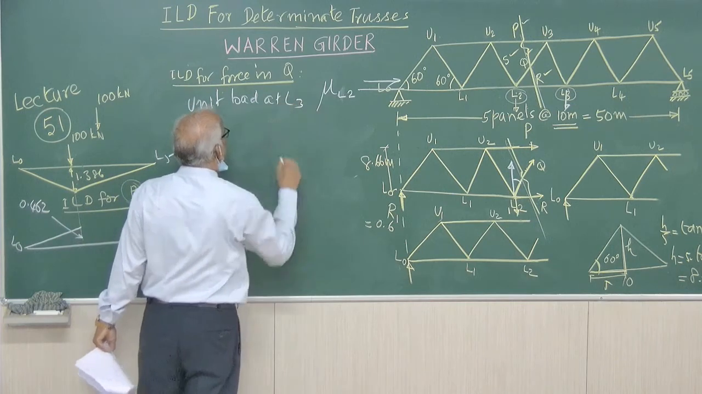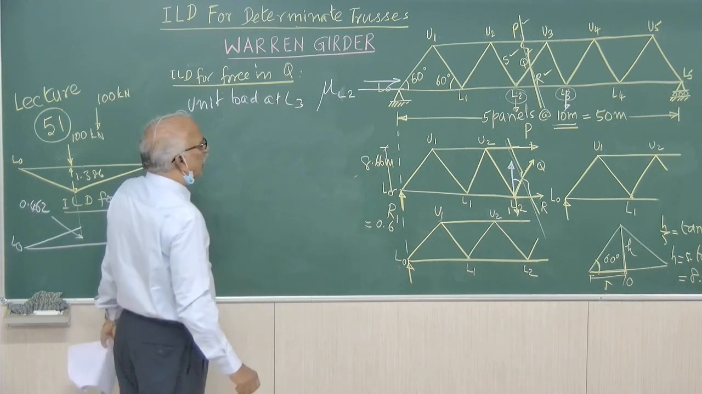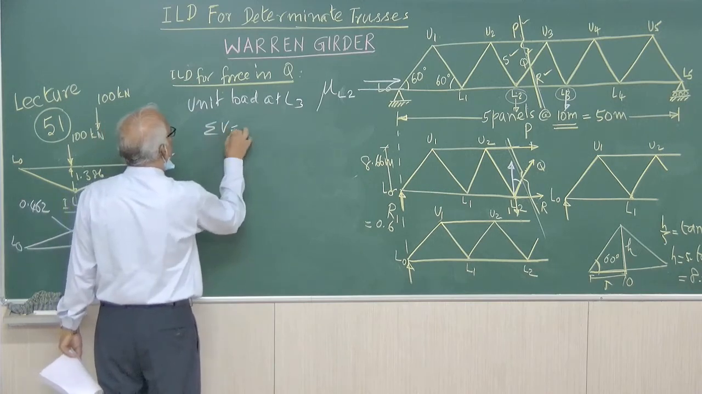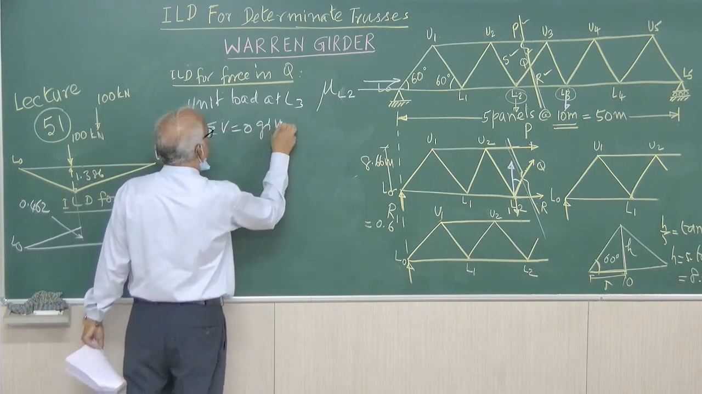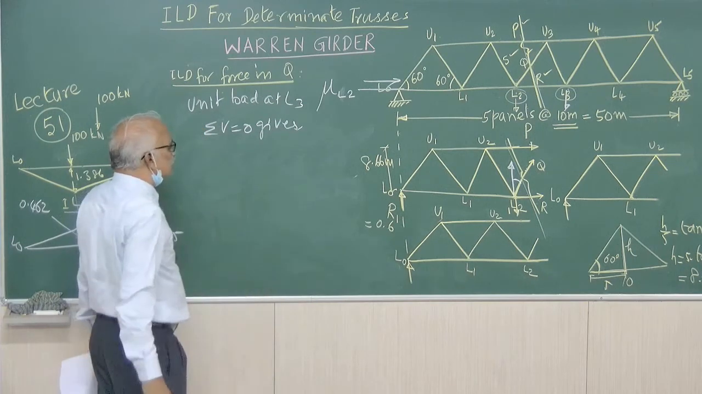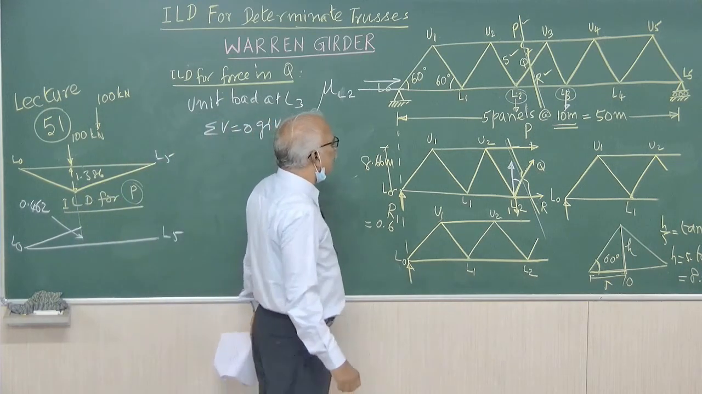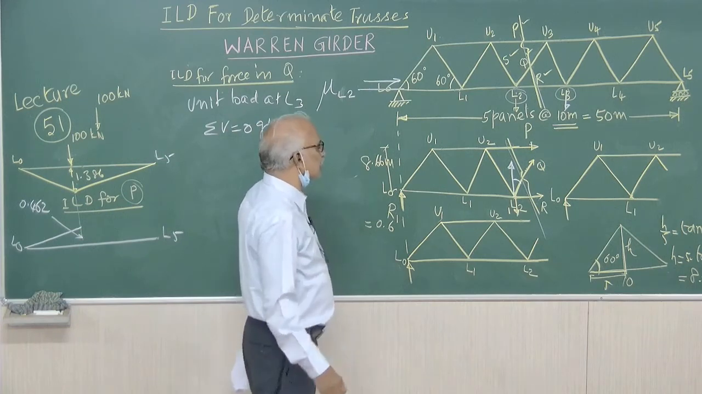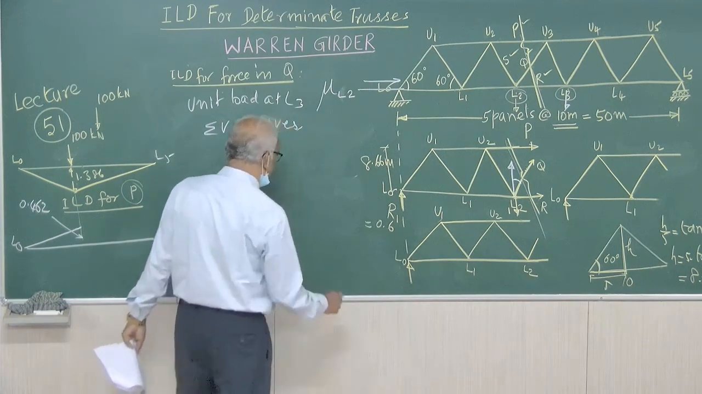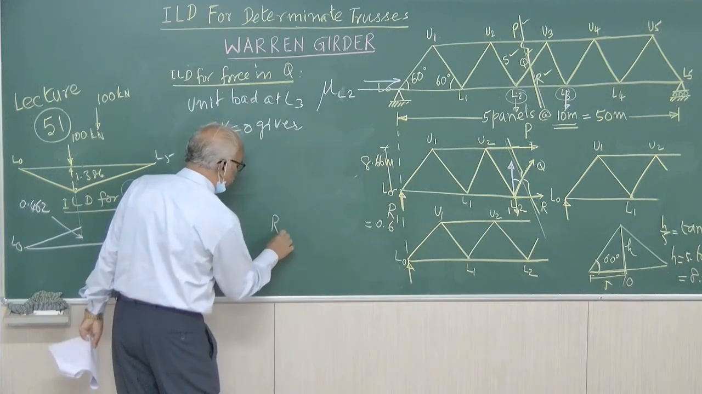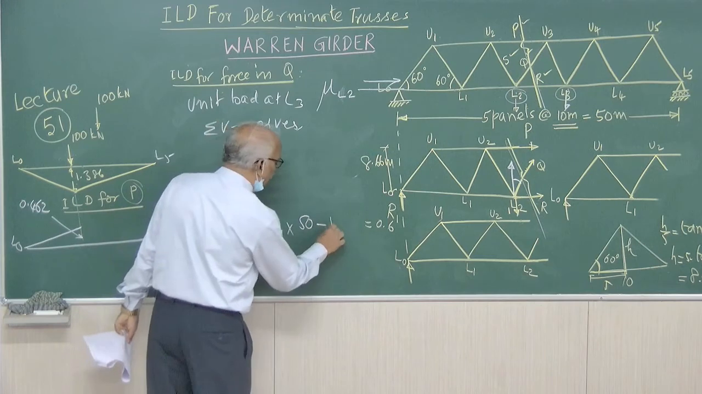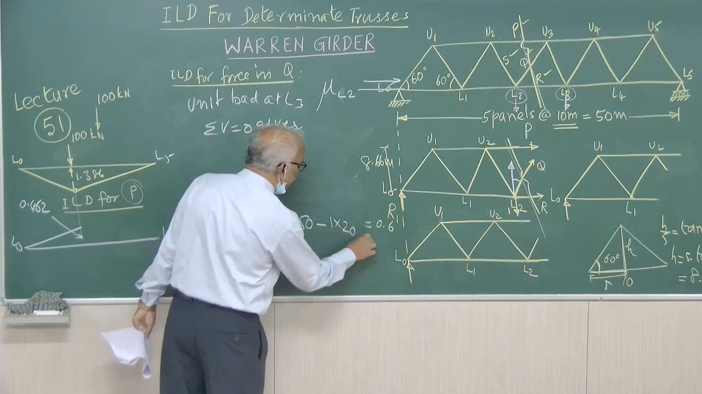At L3. And here again, we are going to make use of only sigma V equal to 0. Sigma V equal to 0 gives. Now, before proceeding with this, we have to find out what is the reaction, because unit load is now at L3. So, the reaction will be R1 into 50 minus 1 into 20 equal to 0.